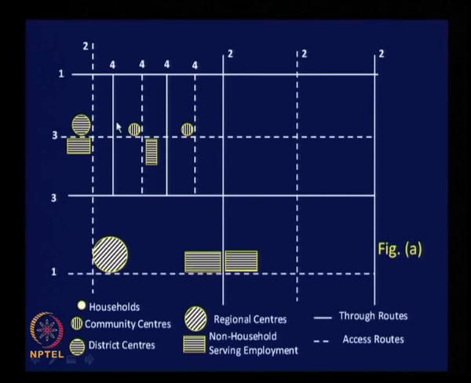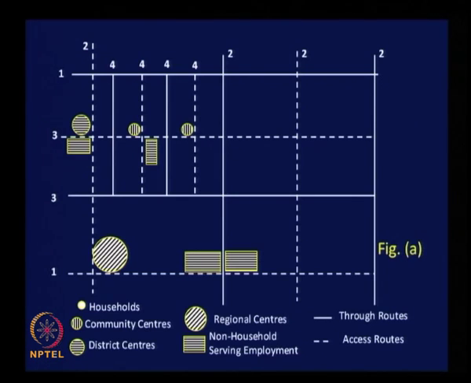And type 4 is perpendicular to the next type. It is perpendicular to type 3, is it not? Type 4 is in this direction, type 3 is in this direction, and of course parallel to type 2. Clear? Now you can see all these activity centers are provided at the intersection of access roads of different categories, not through routes.